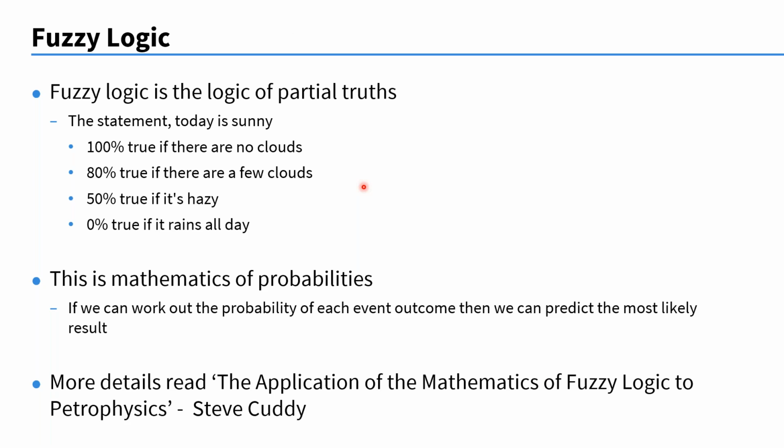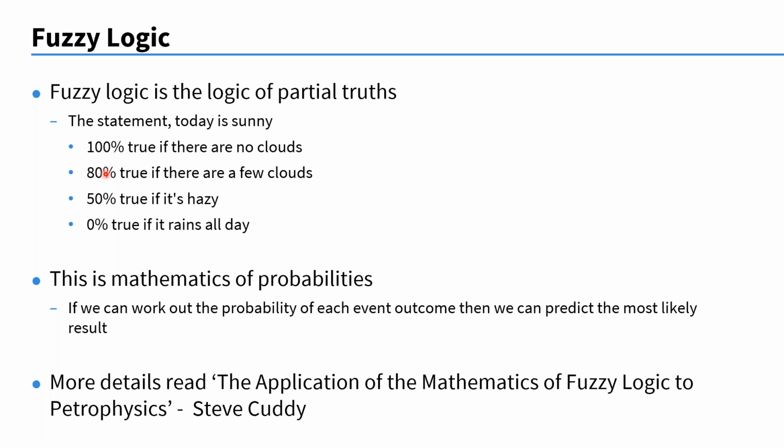Fuji Logic is another curve prediction module that allows the prediction of a resultant curve from a number of input curves. Now, the best way to explain this is to actually have a look at a daily example. Let's take a look at the statement, today is sunny. We said that today is sunny if it's 100% true, if there are no clouds in the sky.